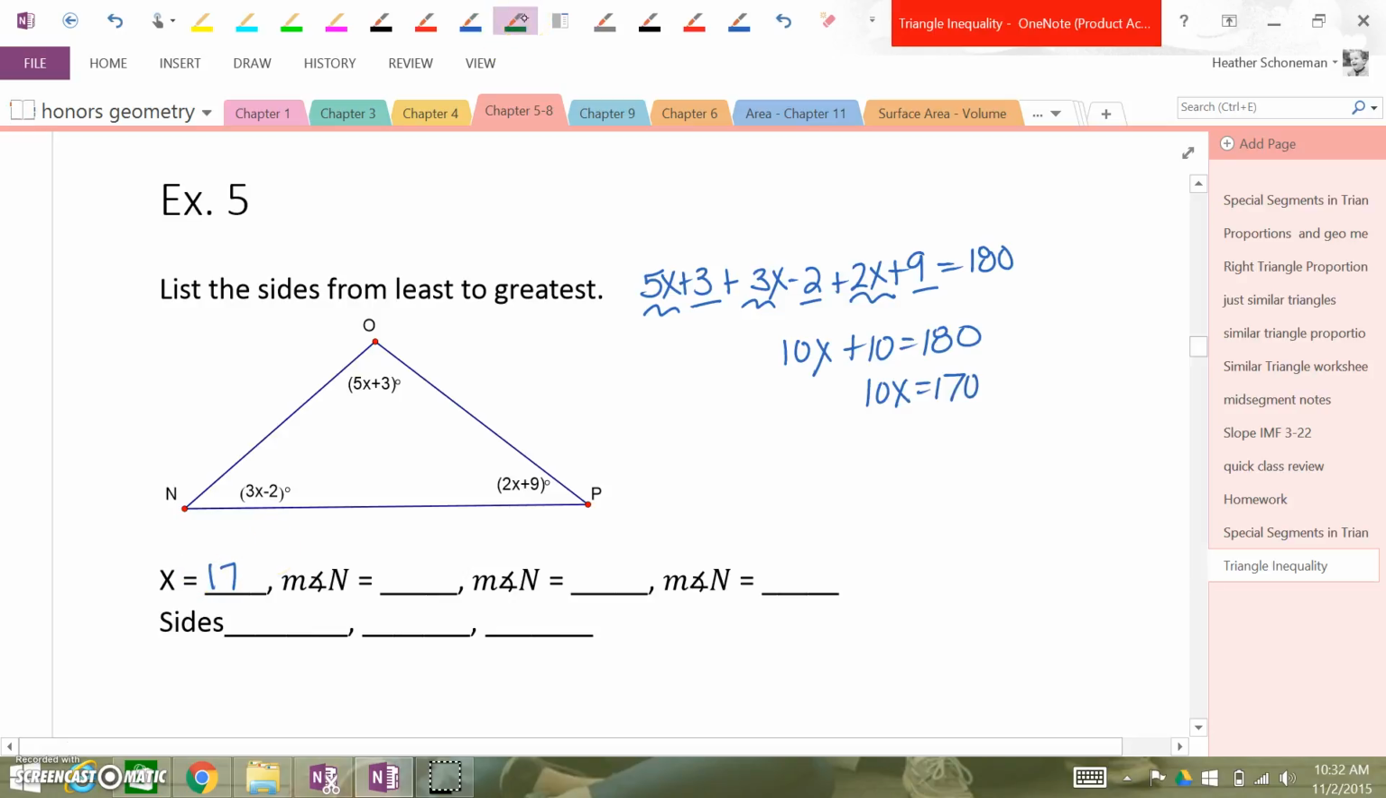Now that we know that, we just use our calculator to plug it in to the different angles. Obviously, this is not all n. These should be O and P. Alright, so let's find the other angles. That would be 3 times 17 minus 2. So this angle would be 49. O would be 5 times 17 plus 3. So this is 88. And last but not least, we have 2 times 17 plus 9. So this angle would be 43. And now that we know the angles, we can list the sides from least to greatest. This is the smallest angle, so that is the smallest side. So we would have NO, followed by OP, followed by NP.